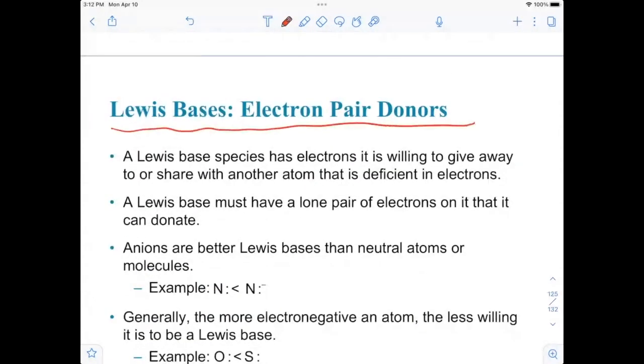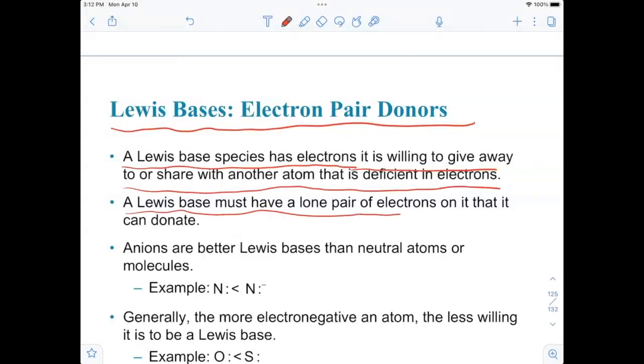Then we're moving on to Lewis bases. These are the electron pair donors. They're just rich. A Lewis base species has electron pairs that it is willing to give away or to share with another atom that is deficient in electrons, right? This is a giver of electrons. A Lewis base must have a lone pair of electrons on it that it can donate. Anions are better Lewis bases than neutral atoms because anions have that extra lone pair of electrons, right?